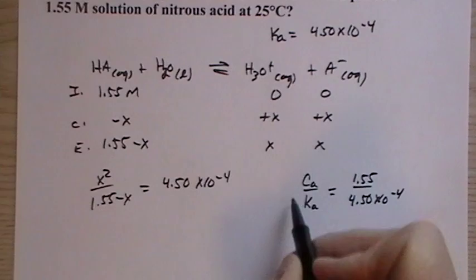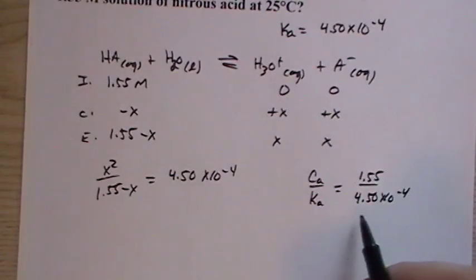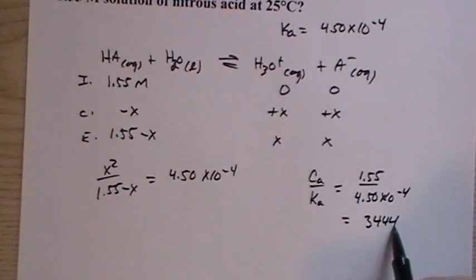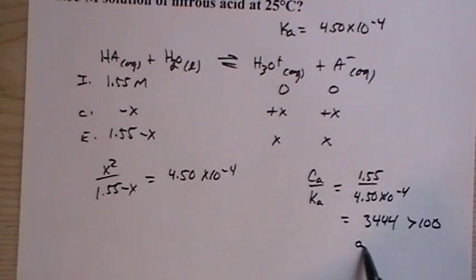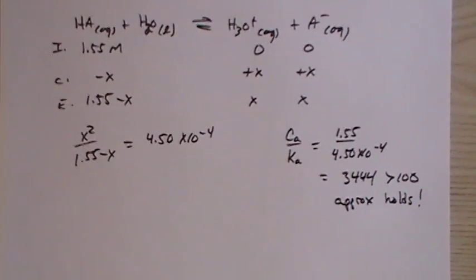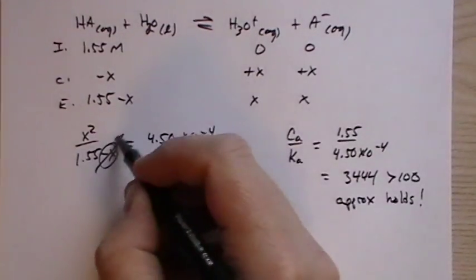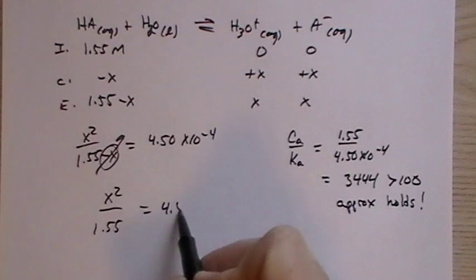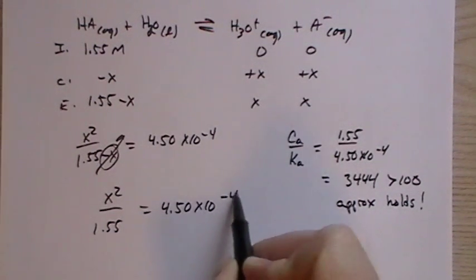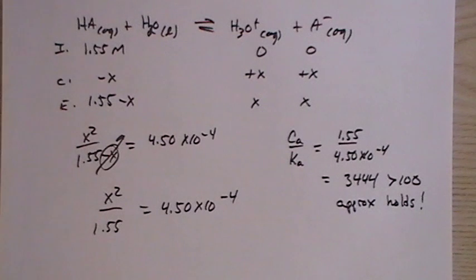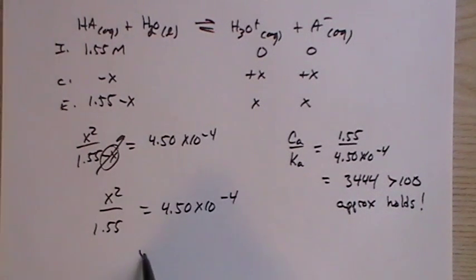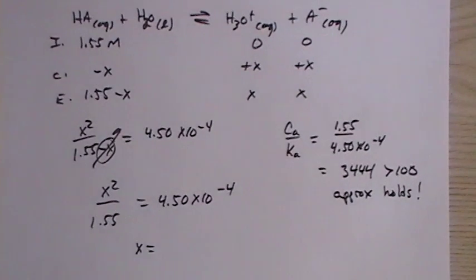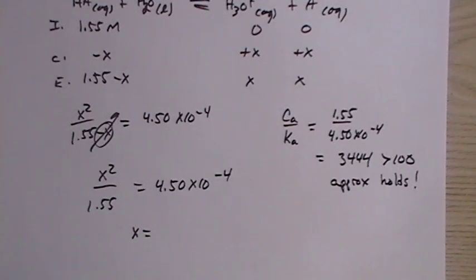Now we're checking for the approximation, to see if we can get rid of that x. This turns out to be 3,444. It's certainly greater than 100, so the approximation does hold. Again, that will be beneficial because we can just get rid of this. If you're uncomfortable with getting rid of that x, try it for yourself. Do it out this way and then do it out with the x in there with the quadratic formula. You should find that the answers are extremely close, and sometimes they'll round to the exact same answer.